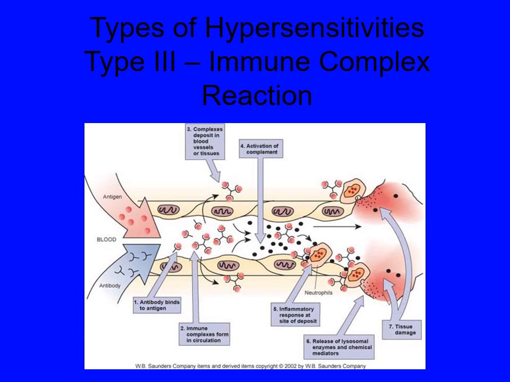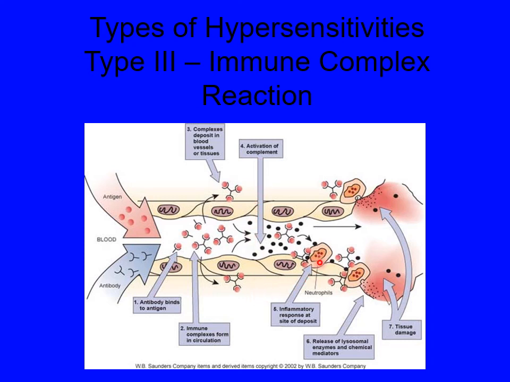Type 3 is generally autoimmune. And so what happens here is that you wind up with antibodies that bind to the antigen in the bloodstream. These immune complexes form in the circulation. Here you see IgM and you see IgG complexes. These will deposit in blood vessels or tissues. That's going to activate complement, because remember, IgG and IgM activate complement.